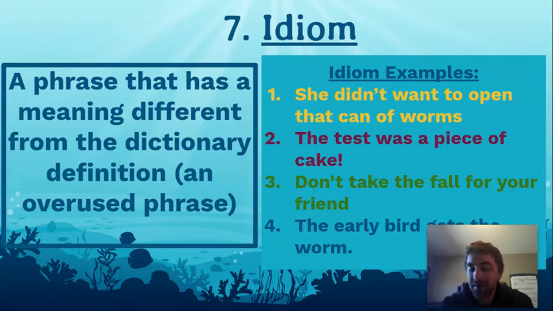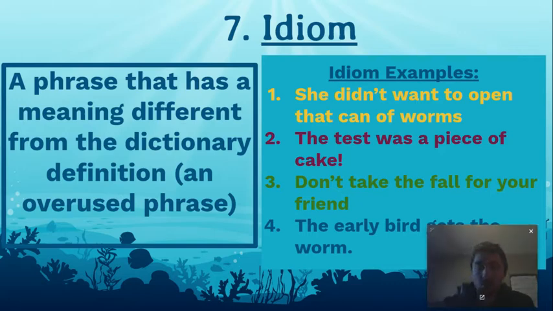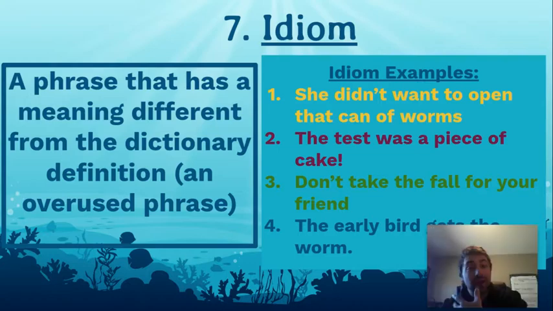The test was a piece of cake. That's a common one that we use in the classroom. You're saying that it was easy. Obviously, the test wasn't an actual piece of cake. Don't take the fall for your friend. Obviously, when you're saying that, you're wanting to not take the blame for it. You're not actually falling for your friend. And the early bird gets the worm. When you say that, you're not pointing out a bird that is up particularly early in the morning getting breakfast. You're saying the quicker you start, the more luck you'll have or the more rewards you'll get. So they're overused phrases that have different meanings from the dictionary definition.